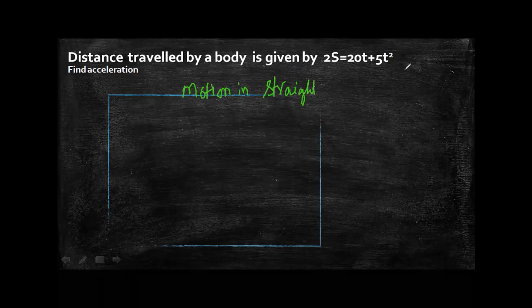So the first problem you can clearly see here: the distance traveled by a body is given by 2s equals 20t plus 5t square, and it is asking to find the acceleration.